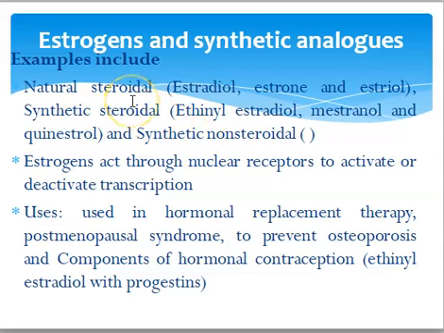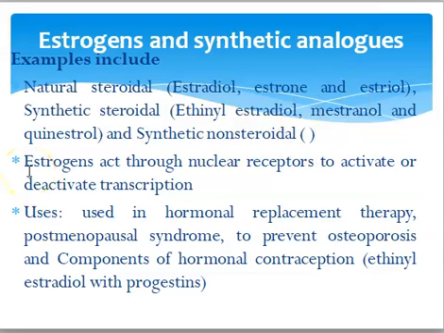Now, let us look at estrogens. The natural ones are estradiol, estrone, and estriol. The synthetic ones, which are commonly in contraception, are ethinyl estradiol, mestranol, and quinestrol. We also have the synthetic non-steroid ones. I think I forgot an example.